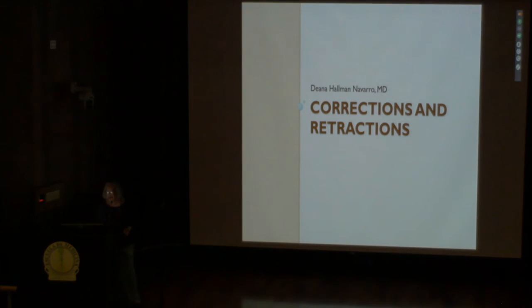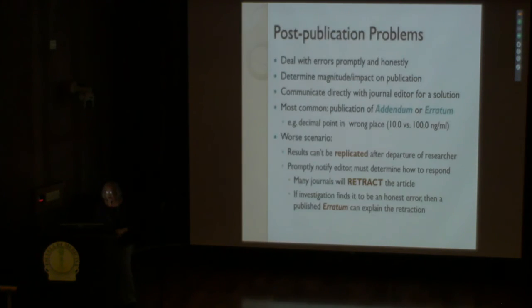Okay? Now let's talk about corrections and retractions. This is what you really don't want to do. If you read everything, as Maria said, and you look through your proofs and everything carefully, you should not have any problems. But sometimes they do occur. If there are errors, you have to deal with these problems properly and honestly, and determine how bad it is. If it was, for example, a decimal point, then the person who wants to reproduce it won't be able to, because 10 is not the same as 100, right, when you're measuring out something.